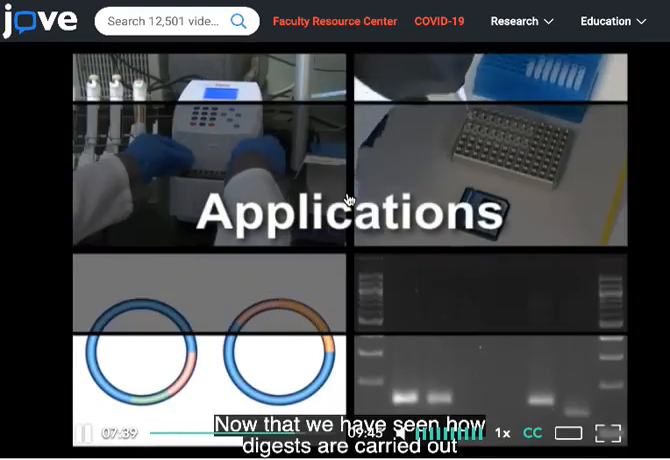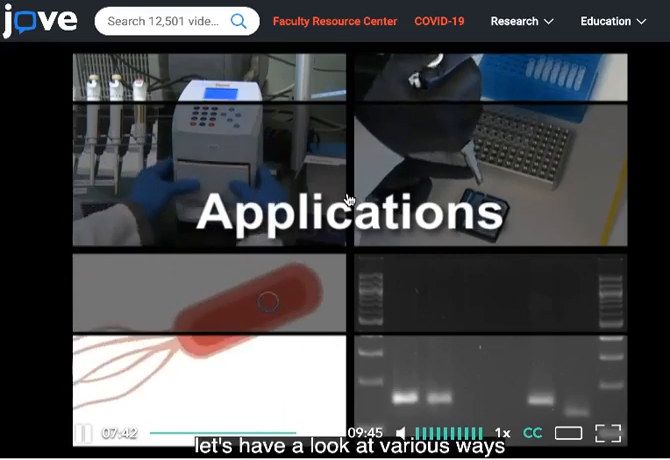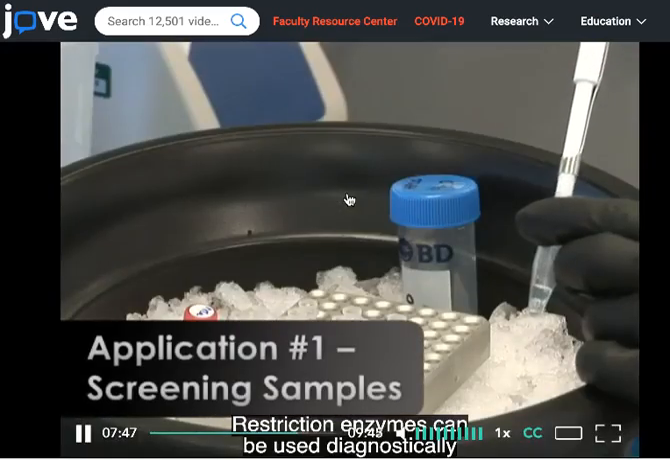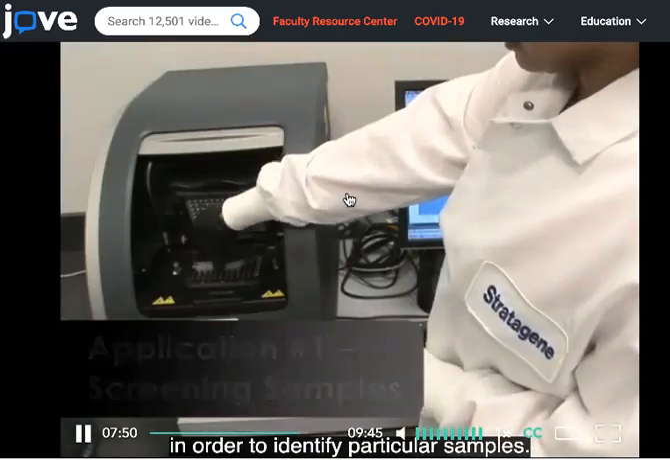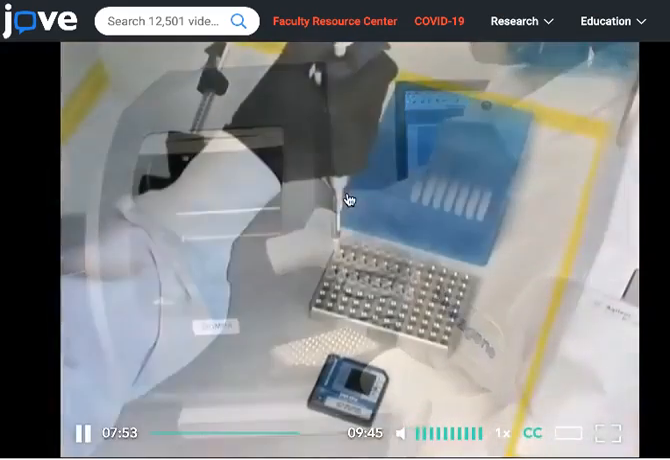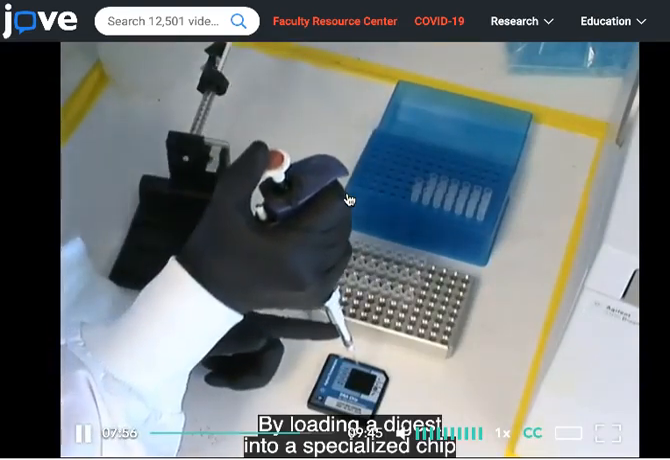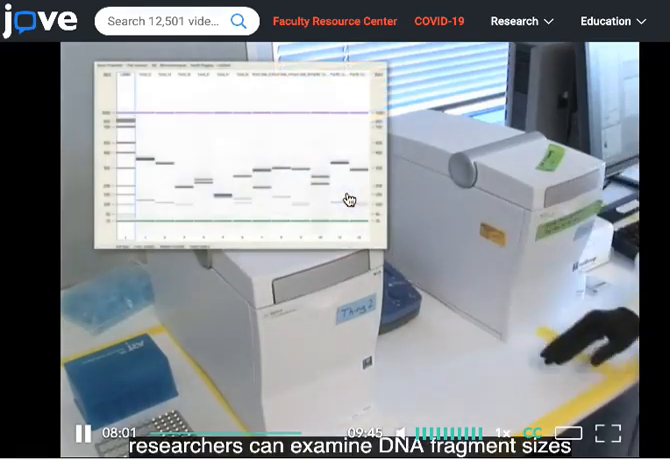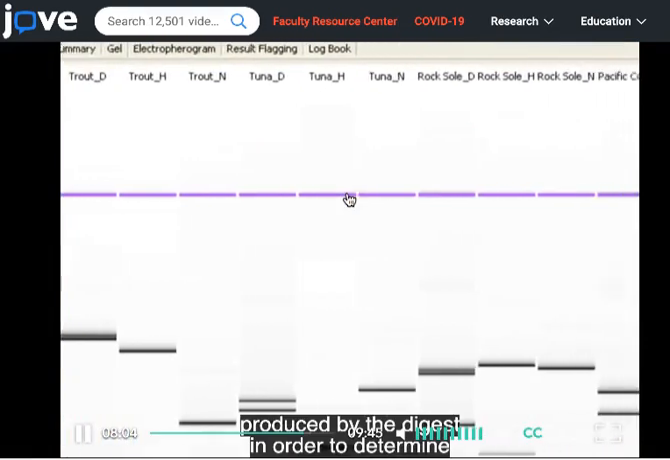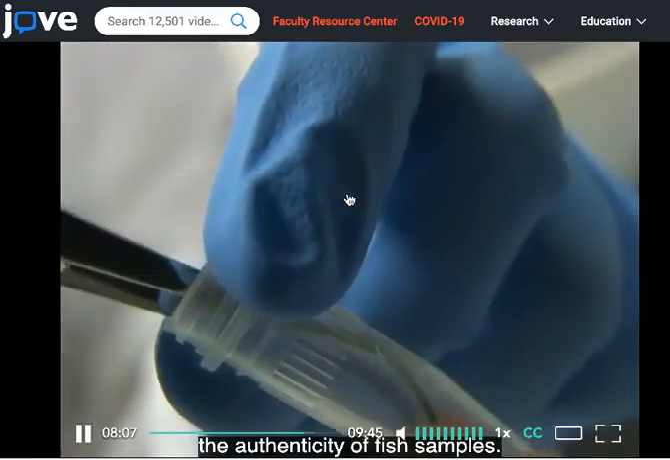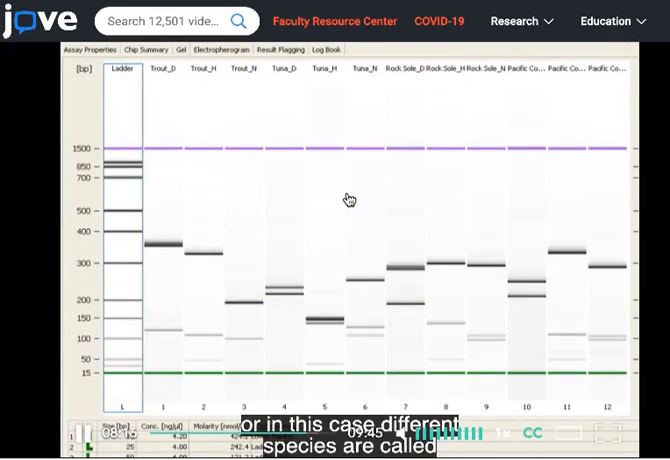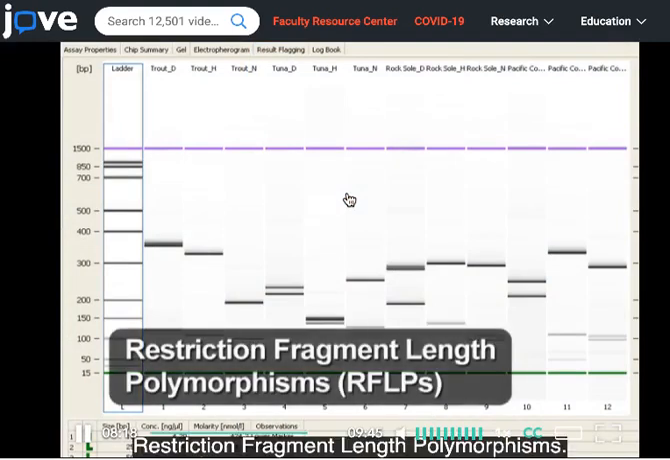Now that we have seen how digests are carried out, let's have a look at various ways restriction enzymes can be used. Restriction enzymes can be used diagnostically in order to identify particular samples. By loading a digest into a specialized chip and then placing that chip into a machine called a bioanalyzer, researchers can examine DNA fragment sizes produced by the digest in order to determine the authenticity of fish samples. The different banding patterns of the same gene from a given species, or in this case different species, are called restriction fragment length polymorphisms.